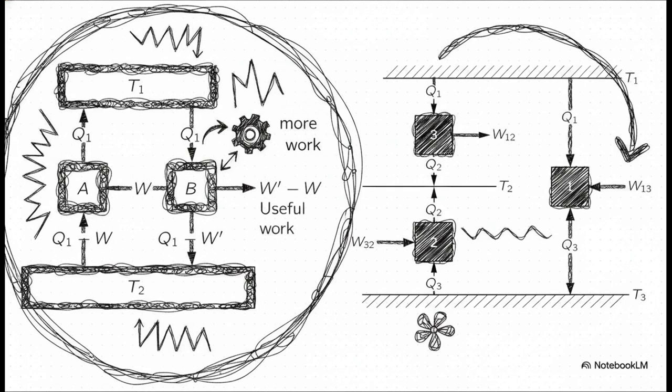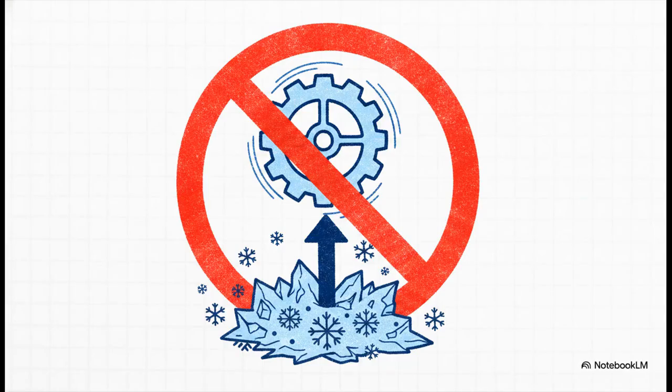Engine B supposedly does more work, right? So we siphon off part of B's work to run engine A in reverse, pumping that exact same amount of heat perfectly back into the hot boiler. But here is why that is a total bust. This thought experiment proves that if engine B were actually more efficient, our combined supermachine would be extracting net work solely from a cold reservoir, which the universe strictly forbids.